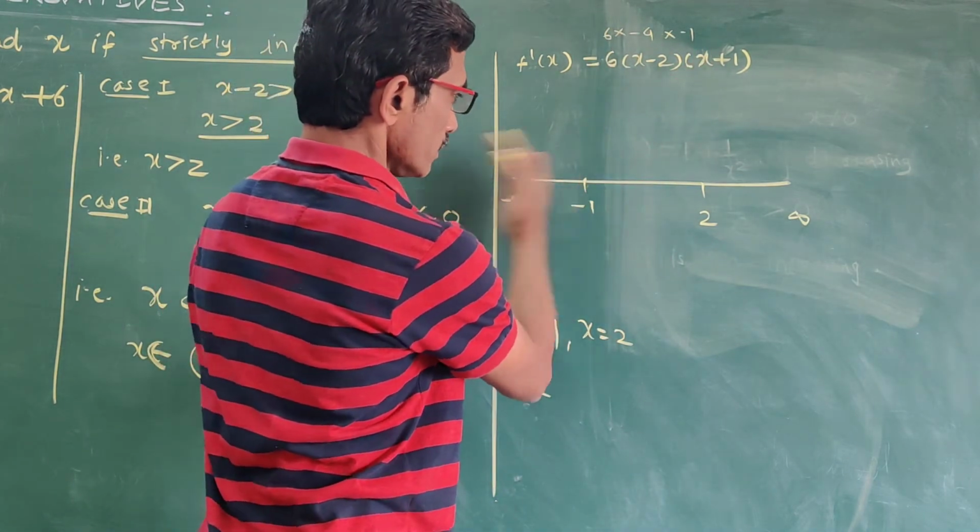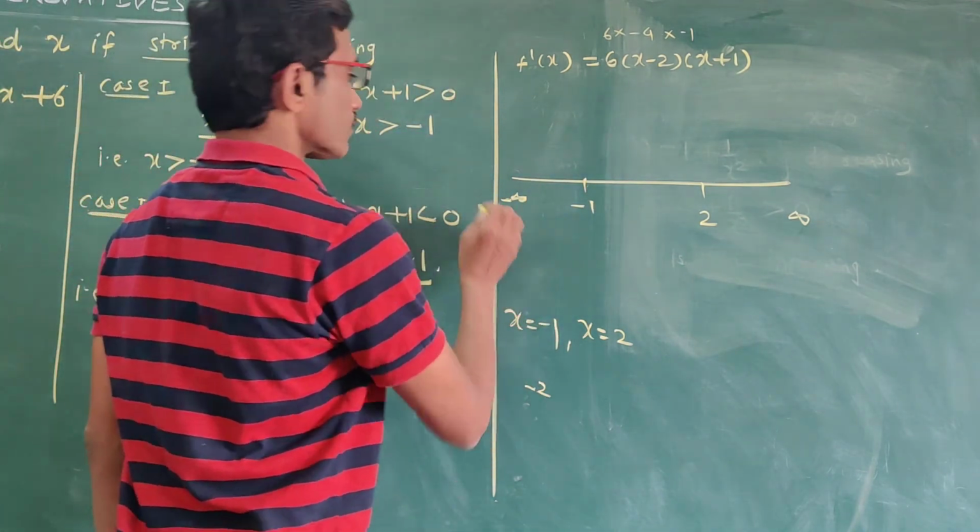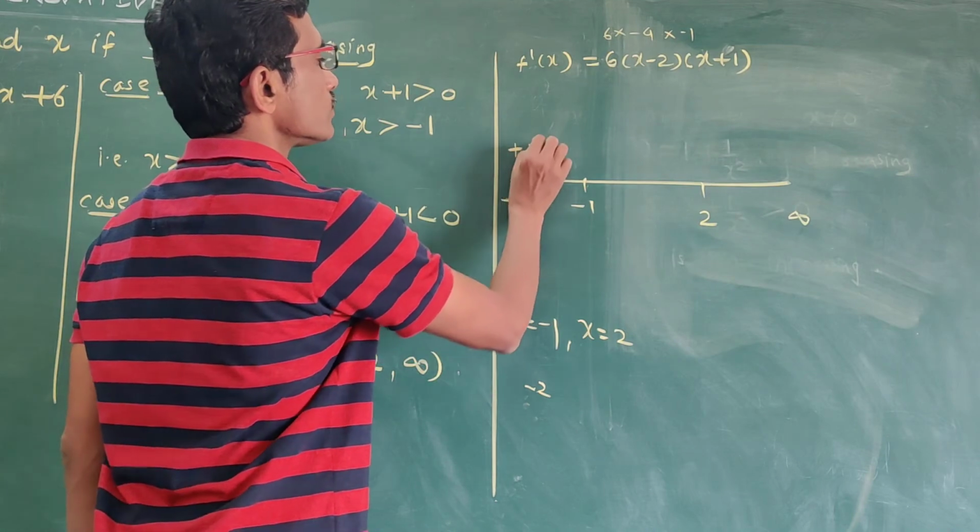So यहाँ पे इस interval में positive value है. So we are getting f dash of x is positive here.